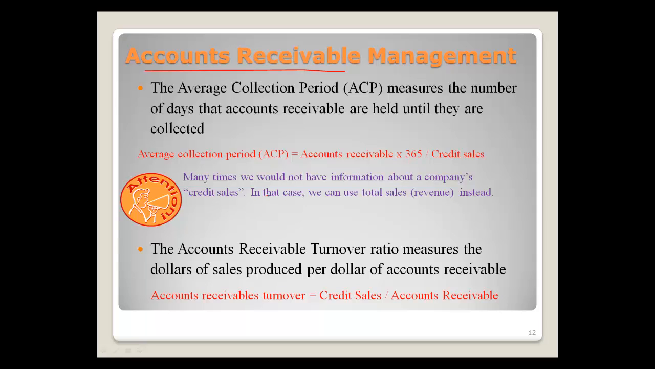So of course, if this number equals, for example, 60, that means you take on average about 2 months to collect your accounts receivable. If the number is about 10, that means on average it only takes you about 10 days to get cash out of all those credit sales. Many times we would not have information about a company's credit sales because companies are not required to report credit sales on their financial statements. If that's the case, we can just use total sales, or total revenues, instead of credit sales in this formula to calculate the average collection period.